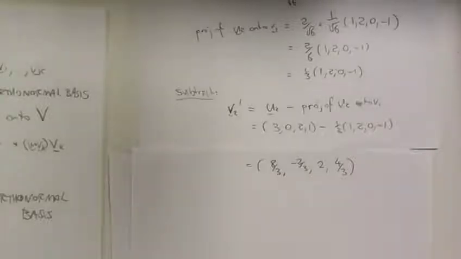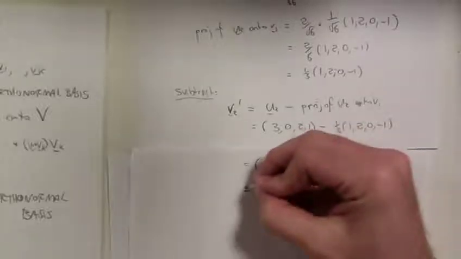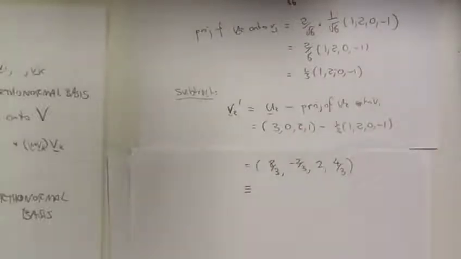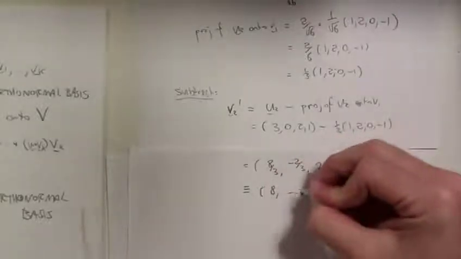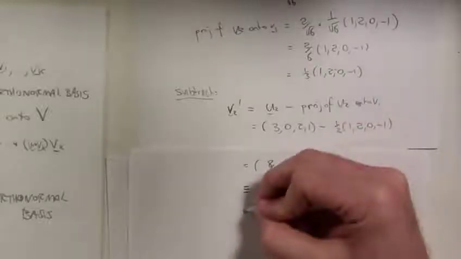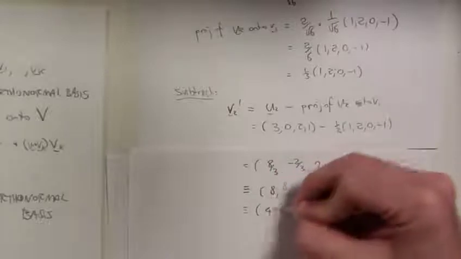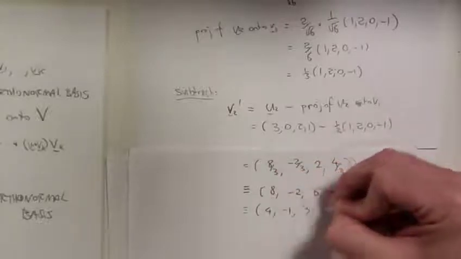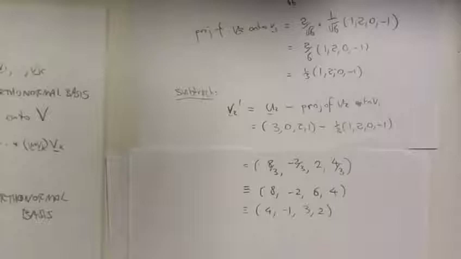So I'm going to multiply this vector by 3. I will use a triple equality sign, which means equivalent to as opposed to equal to. And I will multiply everything by 3 and get 8 minus 2, 6, 4. And even better, I could divide everything by 2 while I'm at it. And that's where I am. I'm going to use that vector because it's better.